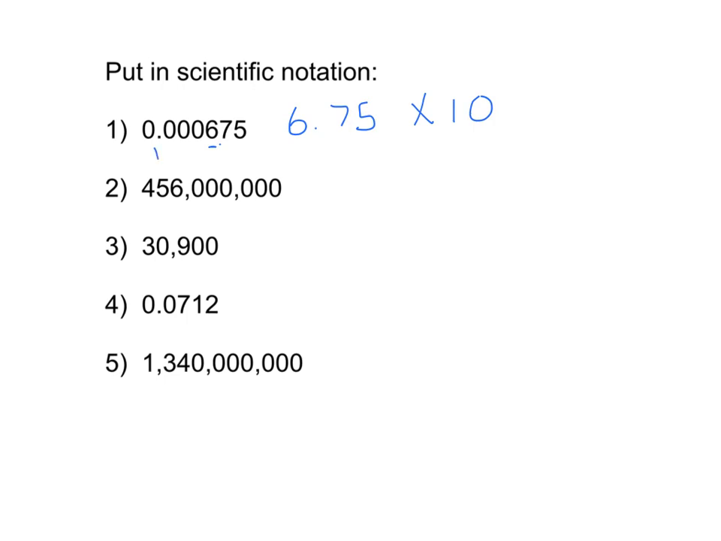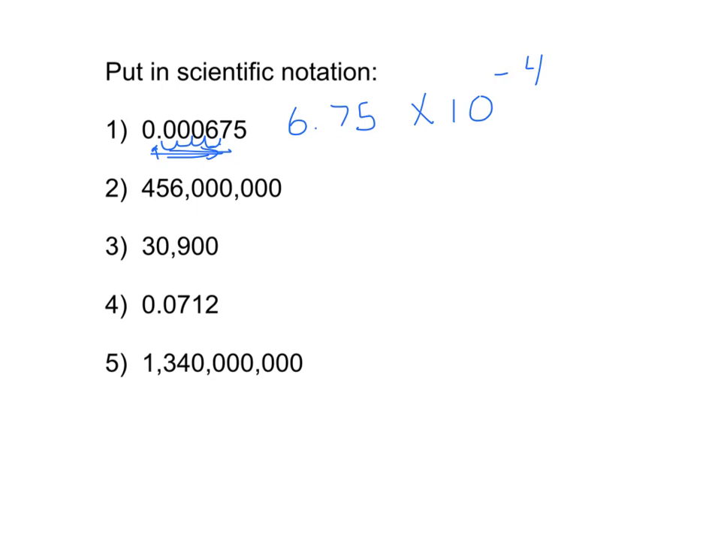So it starts right here, and we're going to move it 1, 2, 3, 4 places. We're moving the decimal to the right. So this is going to be a negative exponent. And remember, we want to multiply 6.75 by a small number in order to get a small number. So you know you're multiplying it by a negative exponent.